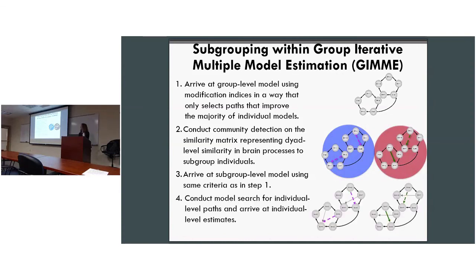So then after we get our subgroup level model, we then conduct our search for our individual level models just as before, again using the modification indices to identify which path would best improve that individual's model, adding those paths until the model is excellent via various fit indices.